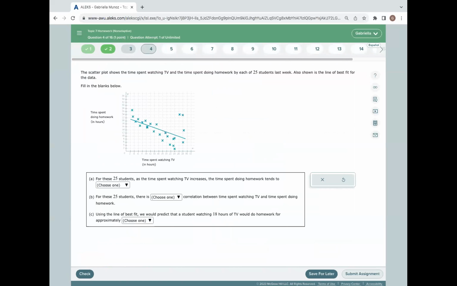Notice that it goes down and to the right. For these 25 students, this is part A: as the time spent watching TV increases, the time spent doing homework tends to decrease. Tends to, that will be the drop down. For these 25 students, there is negative correlation. Negative is when it goes down and to the right.